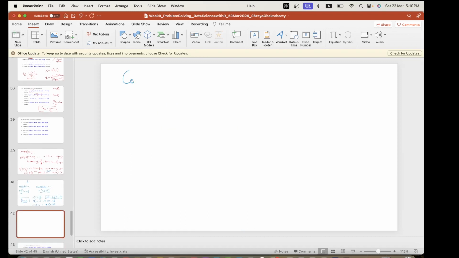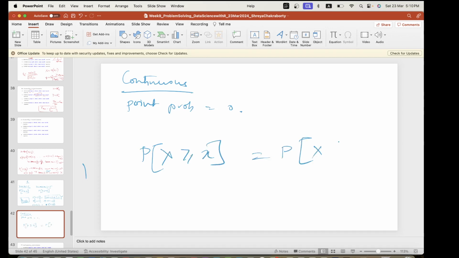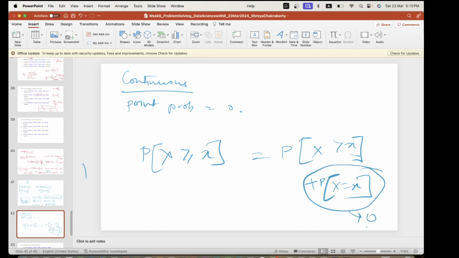However, if it is a continuous setup, the point probabilities are 0. So probability X greater than or equal to x is actually the same thing as probability X greater than x, because this probability X equal to x part will be 0 for the continuous case, but this will not be 0 when your variable is discrete. Is it clear now?